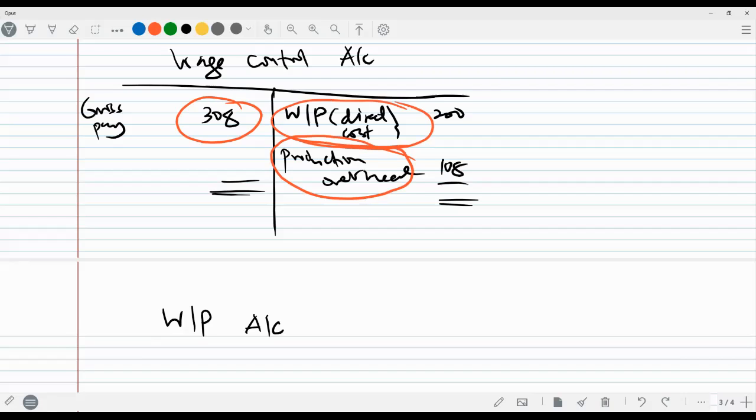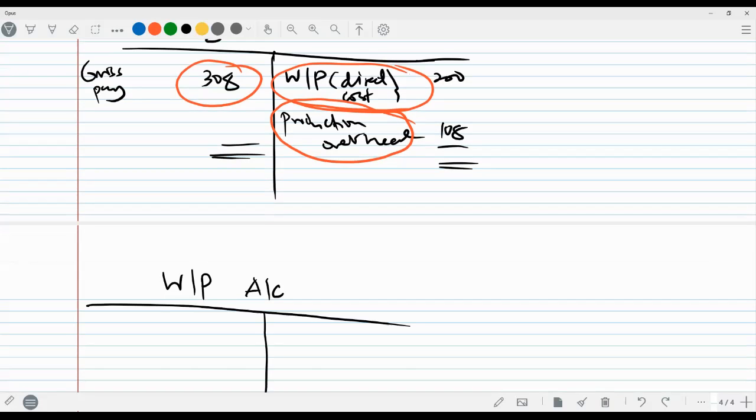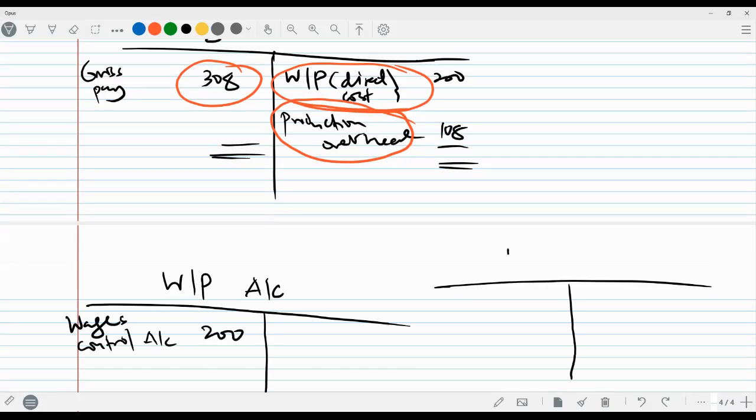So I want to open the two accounts. The work in progress account, this is a credit, therefore this is a debit. I call this the wage control account, equal to $200. And here I'll be having the production overhead account, where I'll be having all the indirect costs, which come from the wage control account, for $108. That was simply how we account for the labor cost.